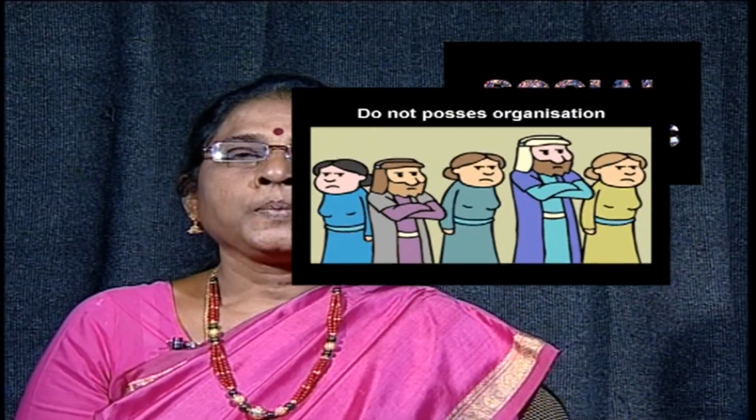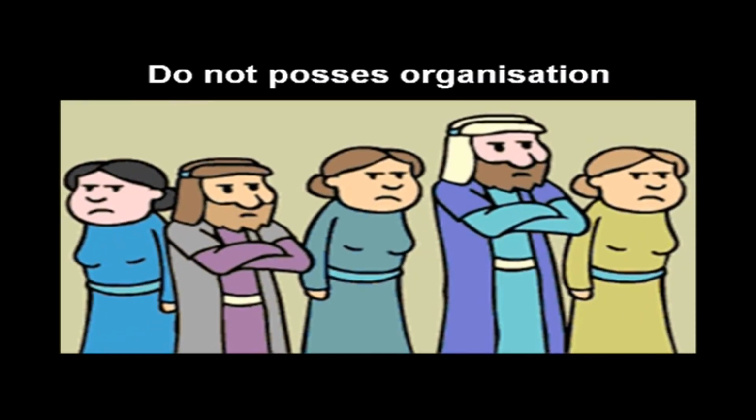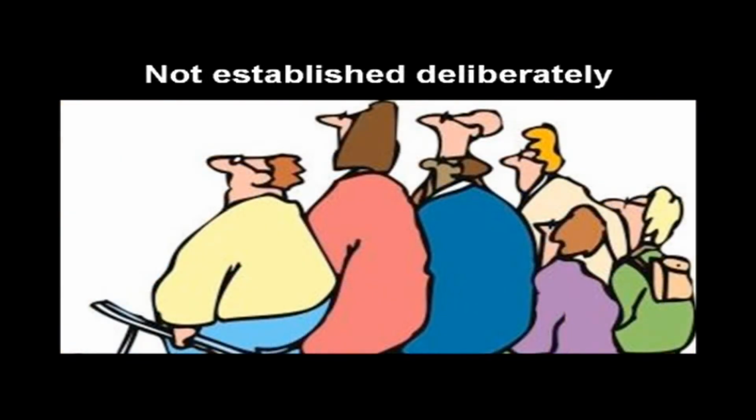In sociology, unorganized groups are also equally important as the organized groups, since they also have some social functions to perform. The examples are crowd, mob or public. The features of unorganized groups are as follows. 1. They do not possess organization. 2. They are not established deliberately.